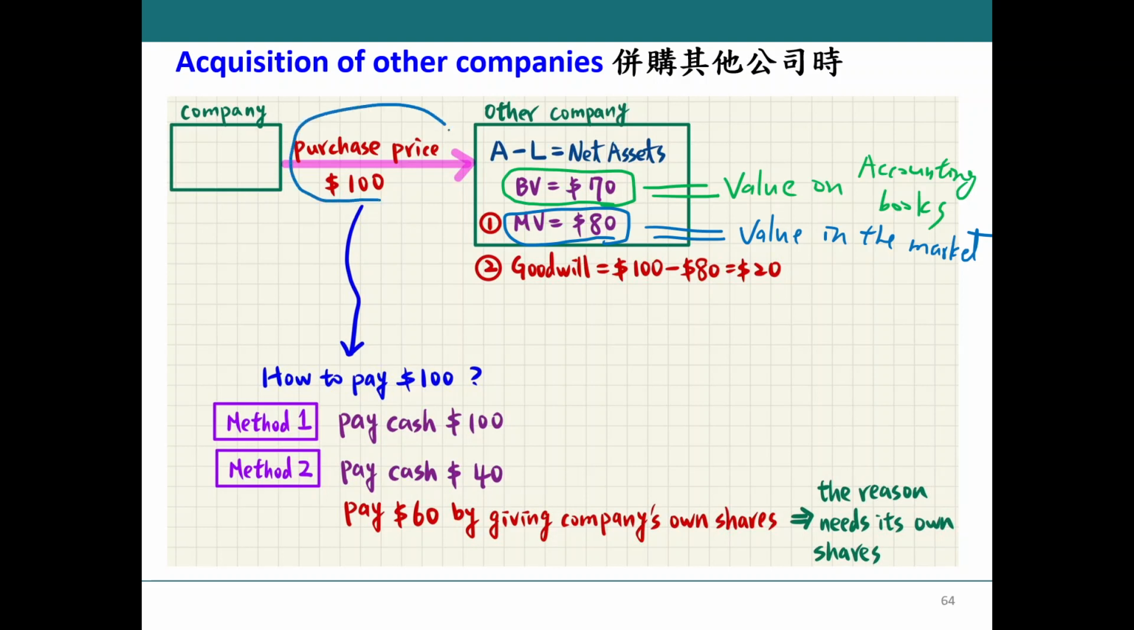So the purchase price, what does it mean? You paid 100 to buy the other company. Okay? So what's the problem? You're an idiot? You're stupid? Why? The market told you $80. Why are you willing to pay 100 to buy it?